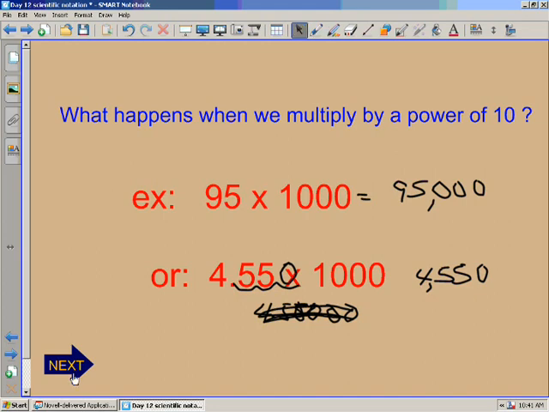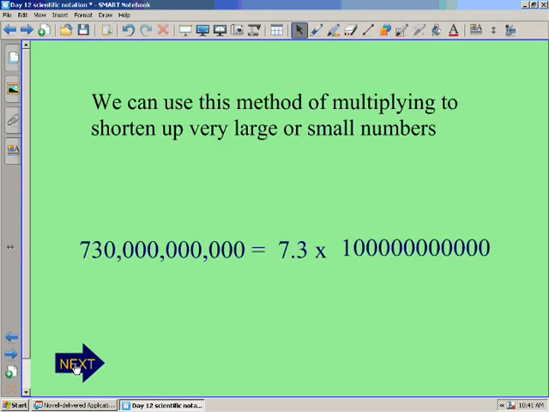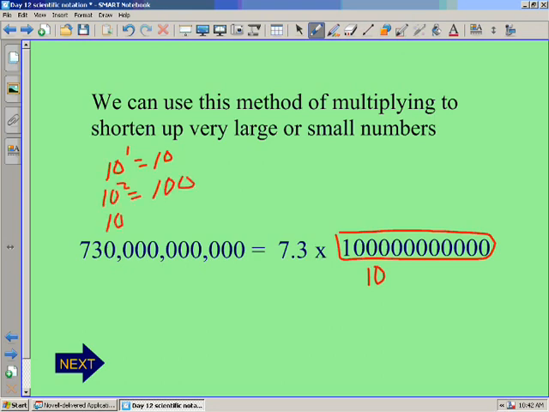So if we had a very long number like 730 billion, we could write that as 7.3 times 10 billion. Well, good. Does that really shorten up the number? No, not really. Does it make it easy to read? No, not really. But if we can express this as 10 to a power, then we can shorten it up a lot. So let's take a look at our 10 to the powers. 10 to the first power is just 10. 10 to the second power, 10 times 10, is 100. 10 to the third is 1,000, etc.